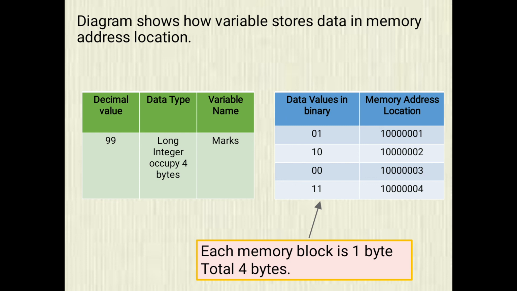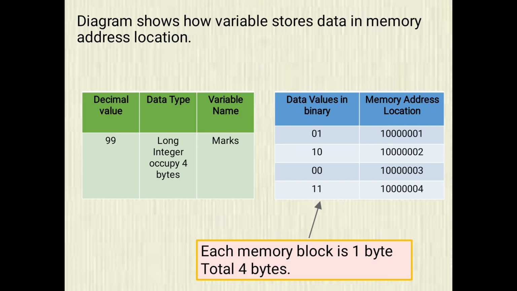Suppose the decimal value was like 99.99. Here you have a decimal point value, so in that case the data type would be float. So the data types help to identify what kind of value the variable will store.